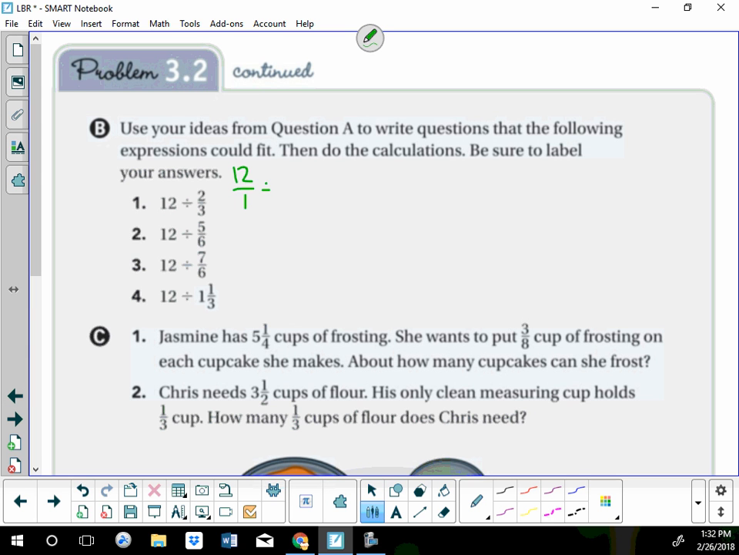Now, for me to solve this, can you answer it? Do you want to help me? Sure. Okay, let's do it. So I changed the 12 over 1 to 36 over 3, because we want to get that common denominator. And then 2 goes into 36, 18 times. So 36 divided by 2 should be 18. So I could serve 18 people. All right, cool. I'm going to let you guys start on B2, and we'll check it in about 5 minutes.